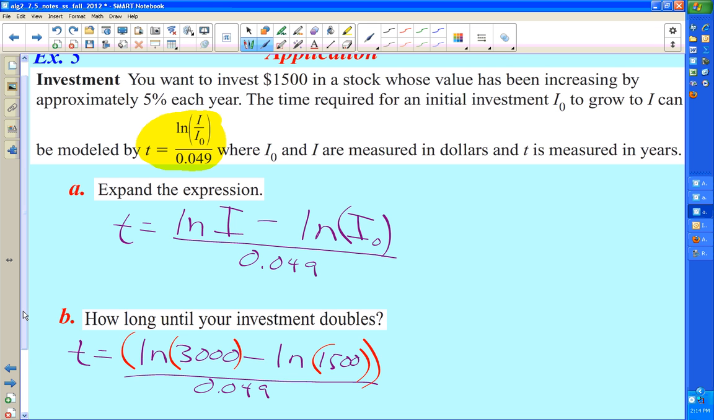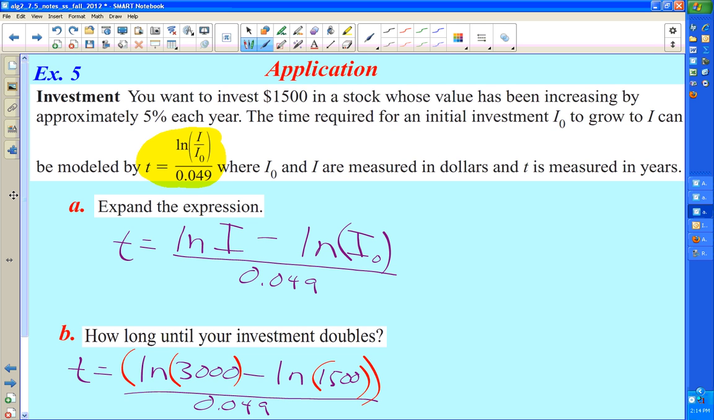But in question B, it says how long till your money doubles. How much did you start with? Plug in 1,500 for I sub 0. How do you know that the 1,500 is I sub 0? Because that's your starting amount. It says you want to invest $1,500. I is how much it grows to. We're not trying to trick you on this, Jane. I have other things to trick you on later.